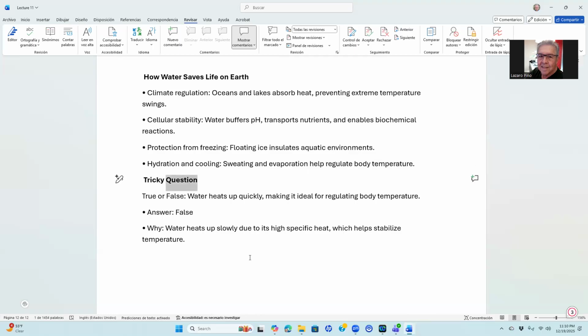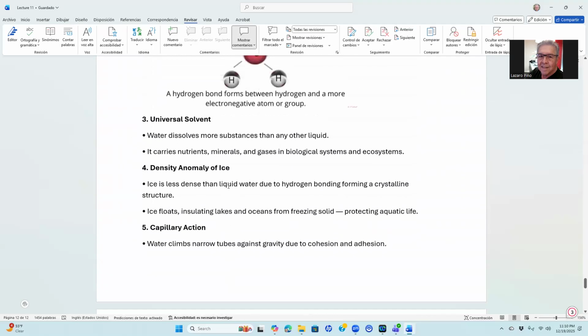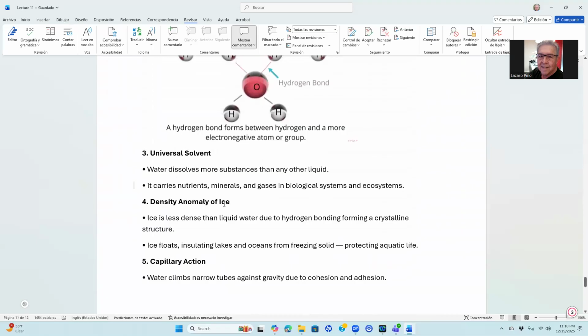Tricky question. True or false? Water heats up quickly, making it ideal for regulating body temperature. Answer: false. Why? Water heats up slowly due to its high specific heat, which helps stabilize temperature. Okay, now you can answer all these questions because I gave you a lot of information about the importance of water, and without water, for sure, there wouldn't be life on Earth.